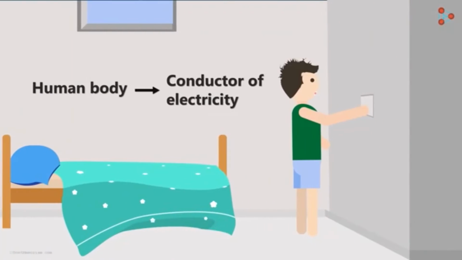Did you know that the human body is also a conductor of electricity? In fact, it's a very good conductor. This is the reason why we get an electric shock if we are not careful. The electric current flows through our body towards the earth.